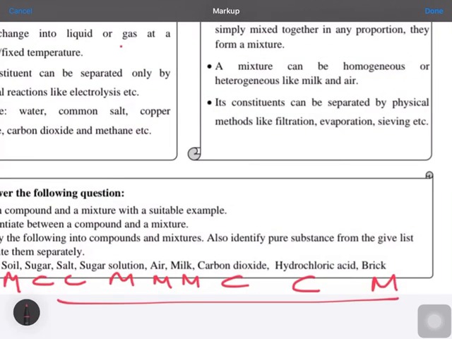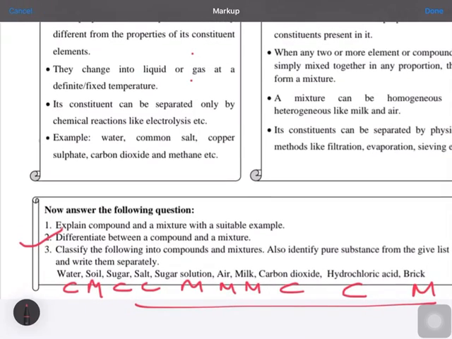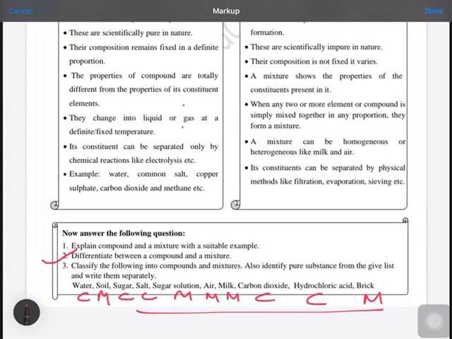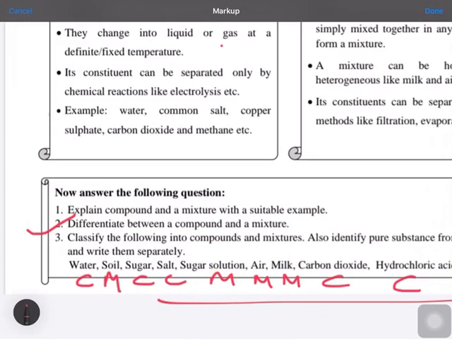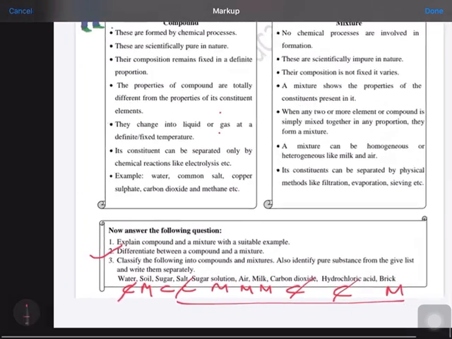So you have to do it like this, and then you also have to identify pure substances from the given list and write them separately. Now what will be the pure substances in this? Those compounds will be the pure substances, like water, salt, carbon dioxide and HCl. All these will be the pure substances in this case.